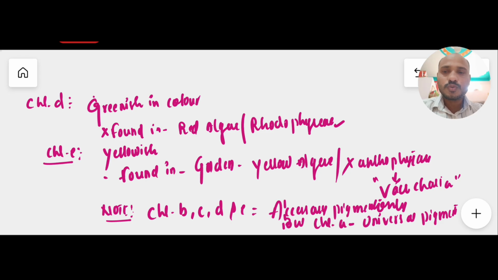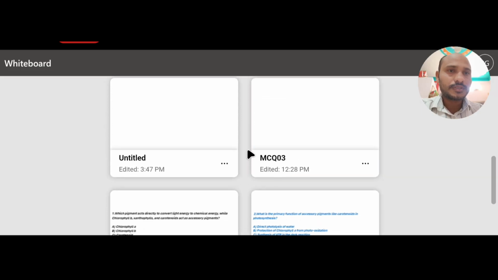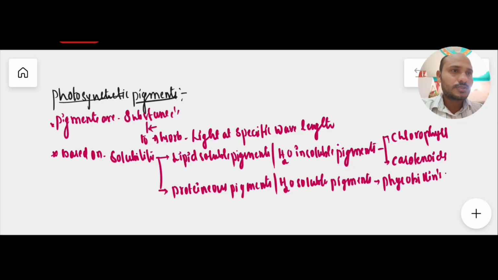Now we move on to another important lipid soluble pigment, that is carotenoids. We have completed the chlorophyll pigment. Now we move on to another pigment, that is carotenoids.